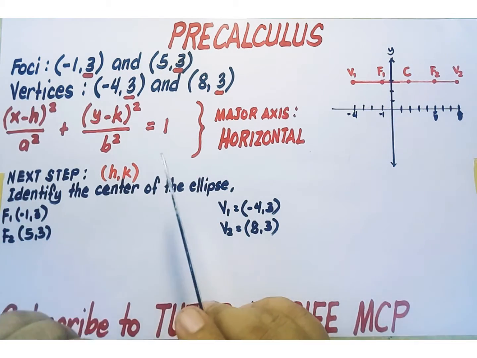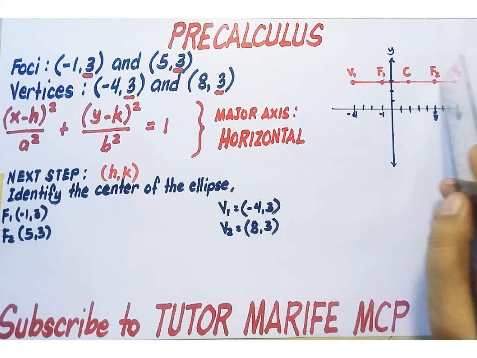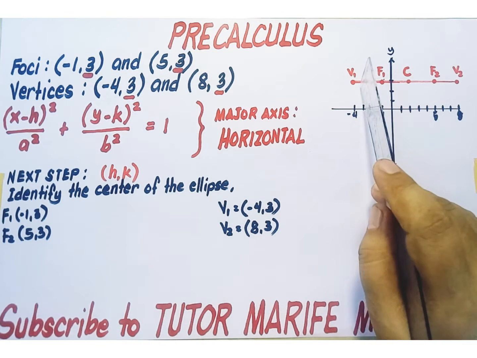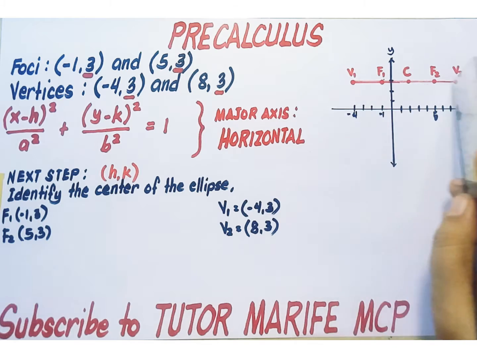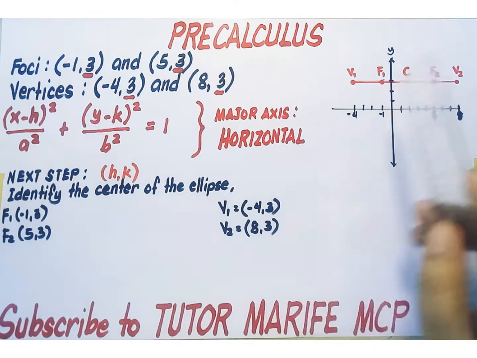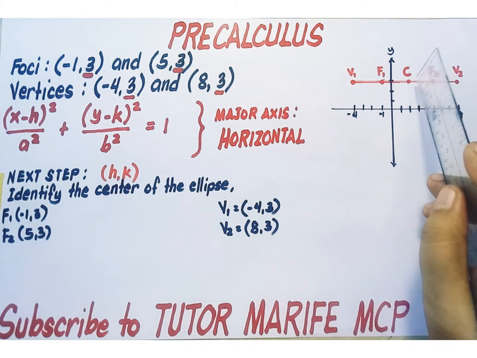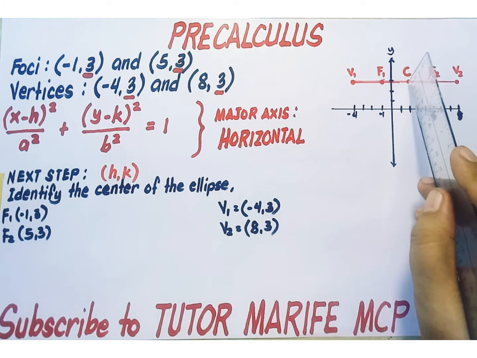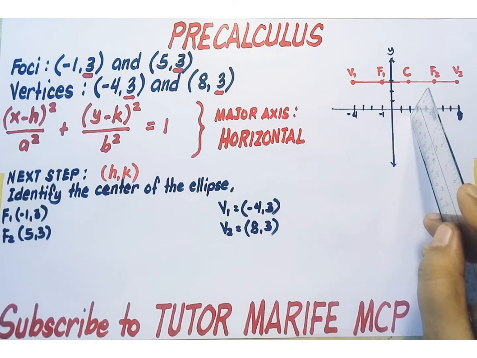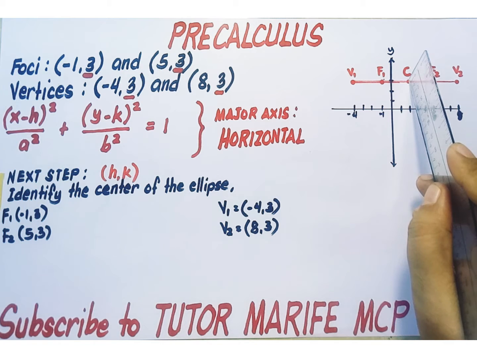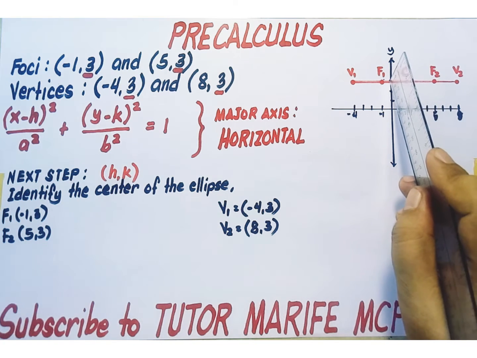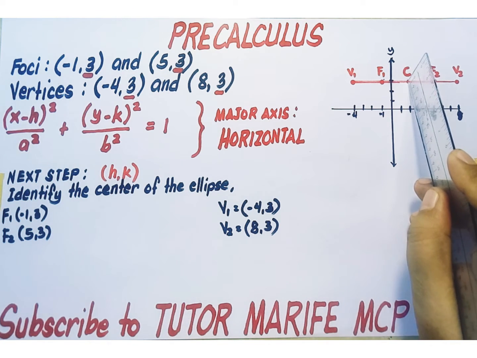First way is by inspecting the graph of the major axis, or the line segment joining the given vertices and foci. The center, or the midpoint of the line segment, is obviously at this point. h, or x, is equal to 2. k, or y, is equal to 3.